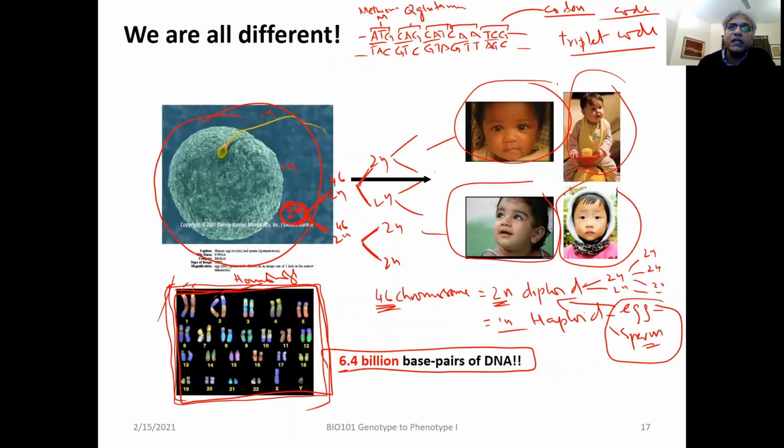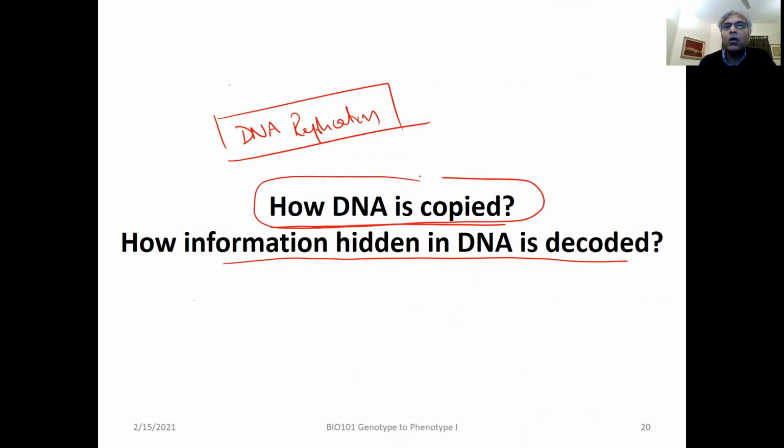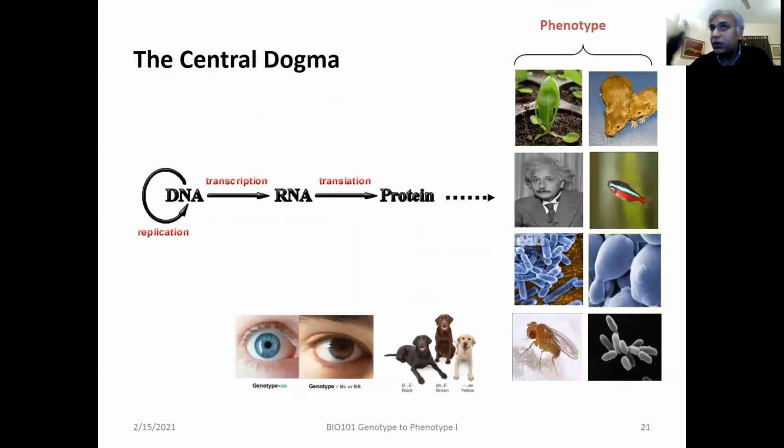We call this process, when DNA copies itself, DNA replication. How DNA is copied is very important. And then in the next lecture, we will learn about how information is decoded. Today, we are going to learn about how DNA is copied, how DNA replication takes place. Why is it important? I told you why it is important. You can't grow as a living organism if DNA replication does not take place. DNA replication is at the heart of cell division, mitosis.